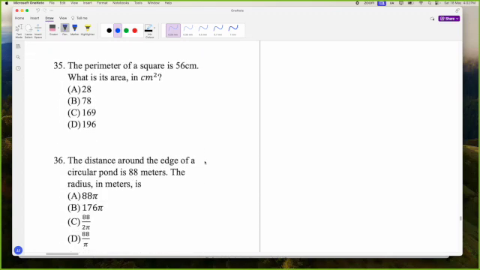The perimeter of a square is 56. So that means I have a square. The perimeter is 56, which means that one side of the square will be 56 divided by 4. 4 into 5 is 1 with 1 remaining. 4 4s are 16. So 14 centimeters. What is the area?